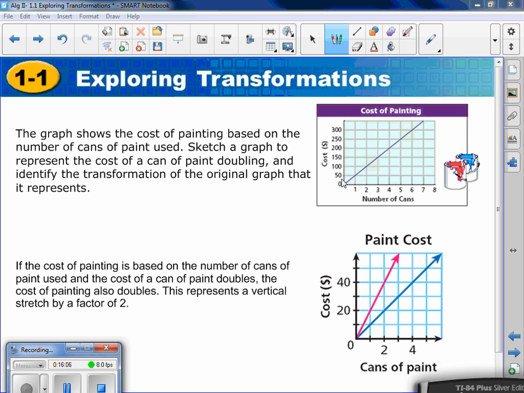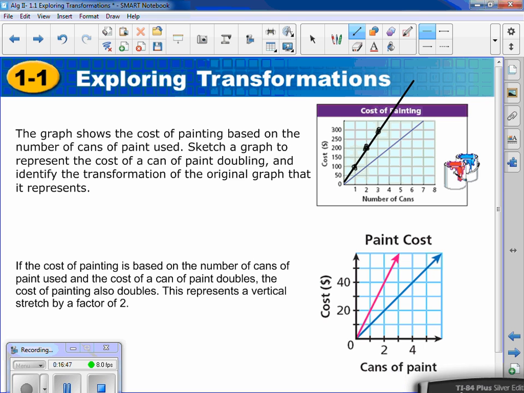I'm just going right into it. This is our original graph, correct? If the cost doubles, how much is it going to cost for one can? It's going to cost 100 instead of 50. What about for 2 cans? Instead of 100, it's going to cost 200. For 3, instead of 150, it's going to be 300. You see the trend, correct? What has happened? It's going up.